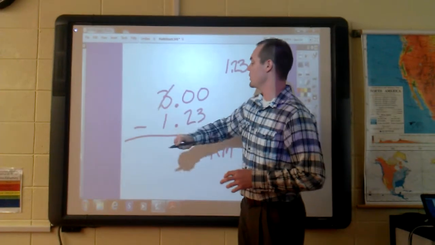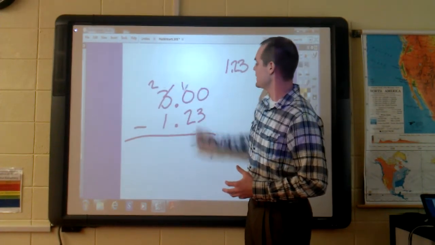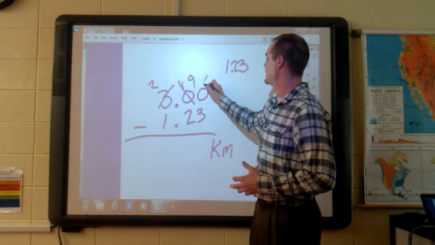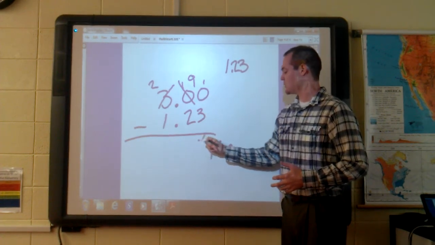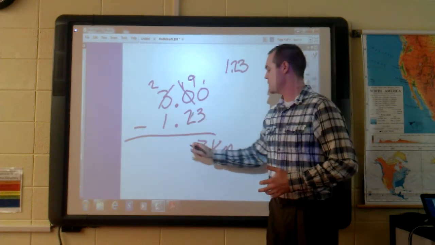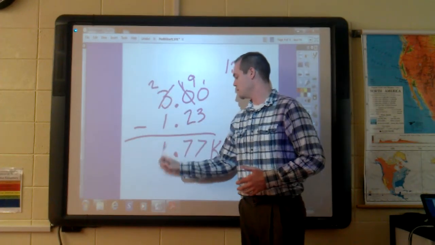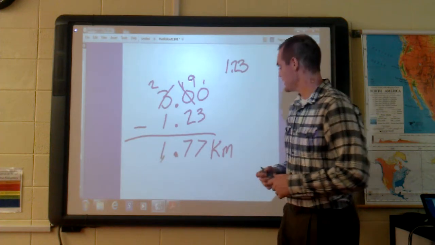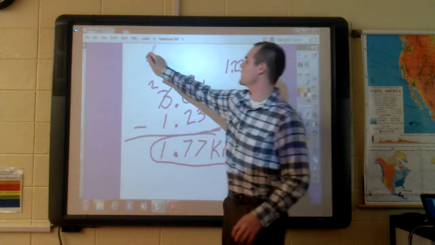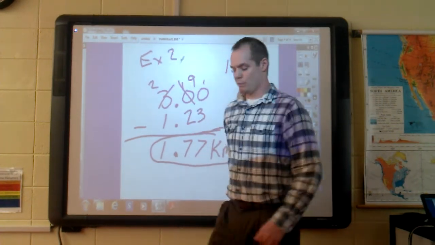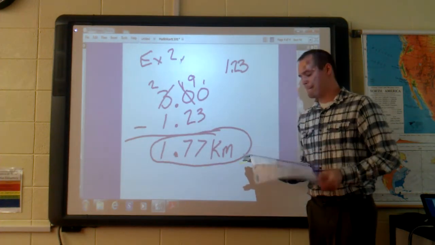Now, of course, we do borrowing because we can't subtract 0 or 3 from 0. We get 10. Borrow from our 10, we get 9. And we get 10 hundredths. 10 hundredths minus 3 hundredths is 7. 9 tenths minus 2 tenths is 7 tenths. Decimal gets brought straight down. 2 minus 1 is 1. Our answer is 1 and 77 hundredths kilometers. Again, this is for example 2. Again, don't forget to label.